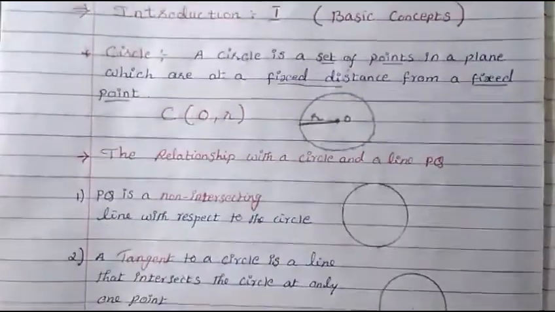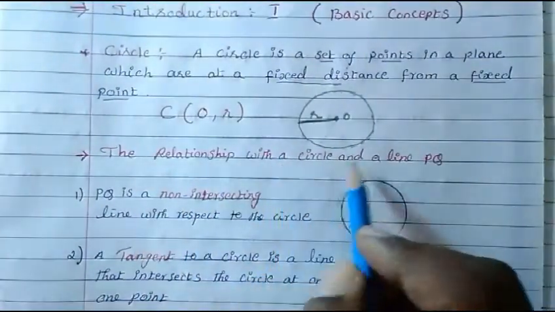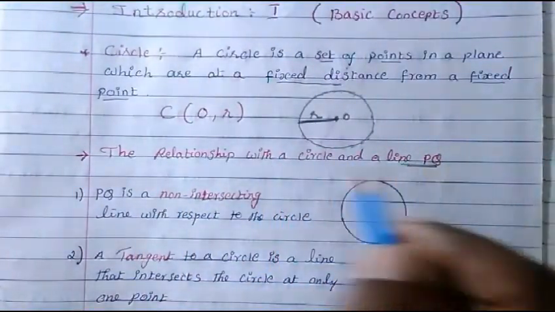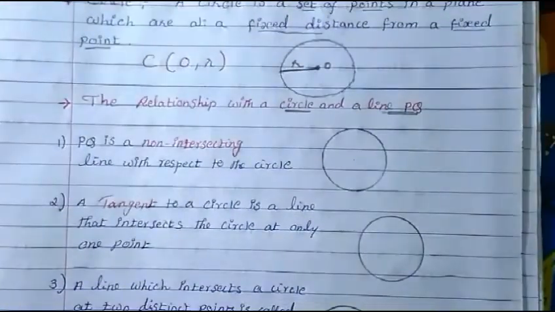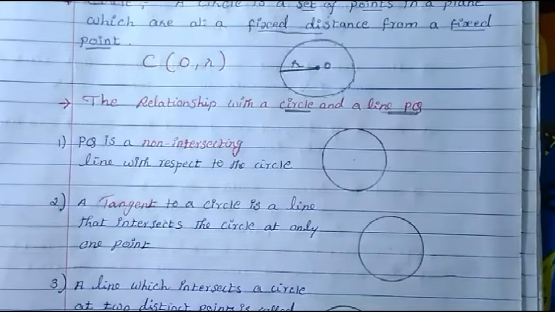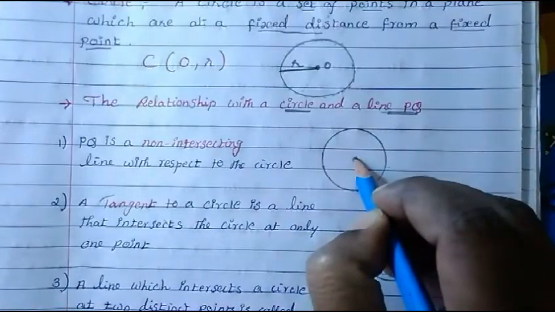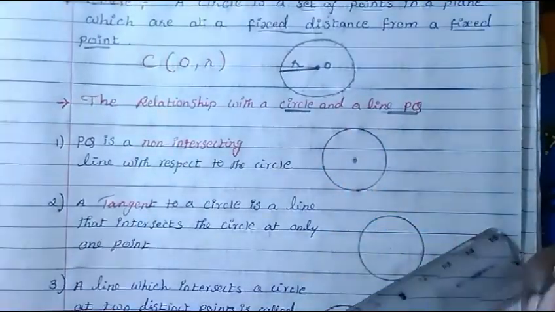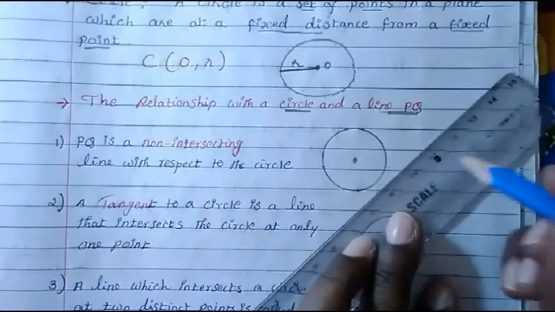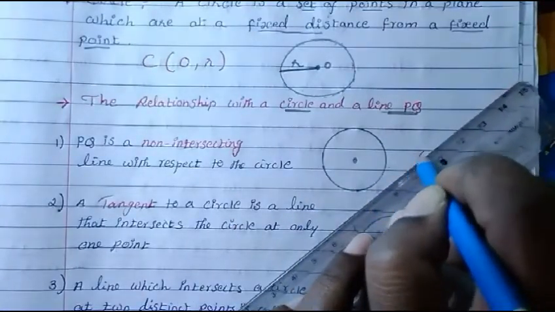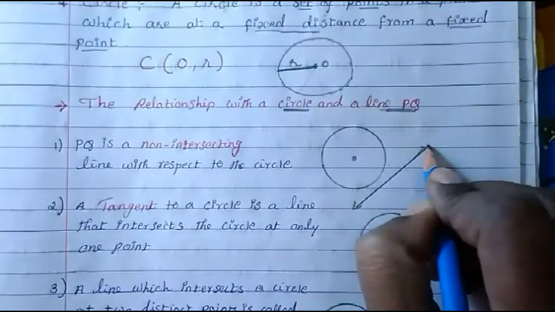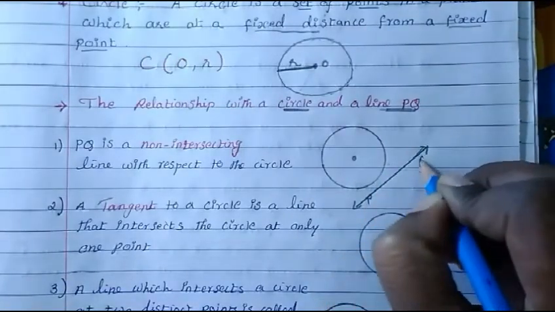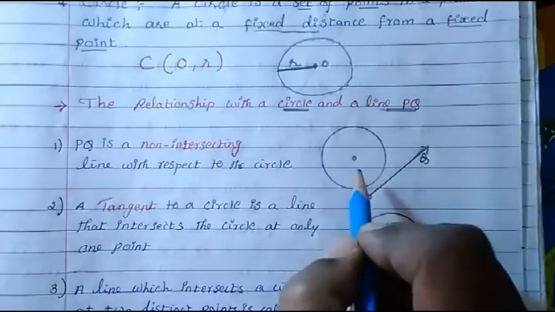Now let's see the relationship between a circle and a line PQ. There are three possibilities. If we consider, here there is a circle, this is the fixed point, and we have a line PQ here. Consider there is a line PQ, and this circle is here.